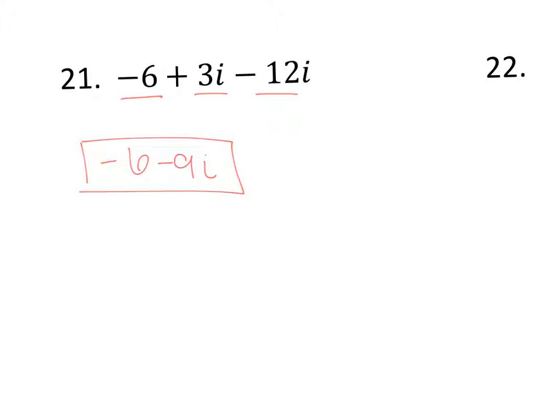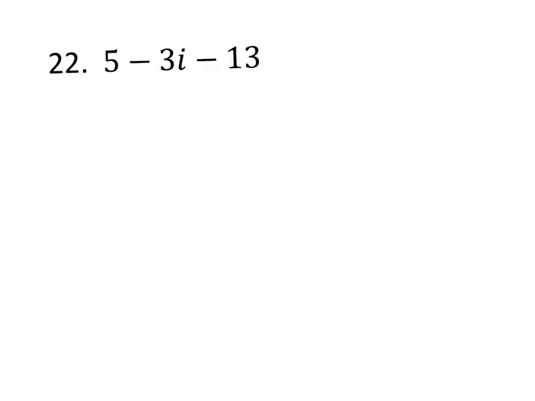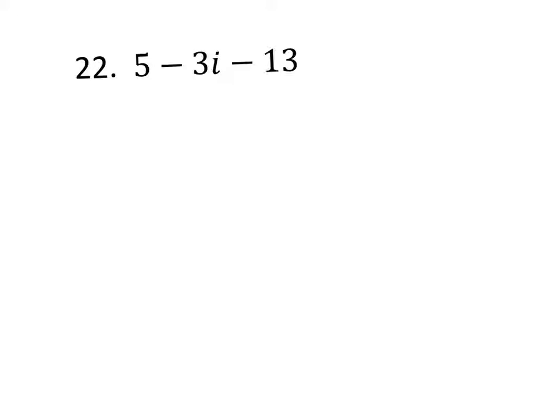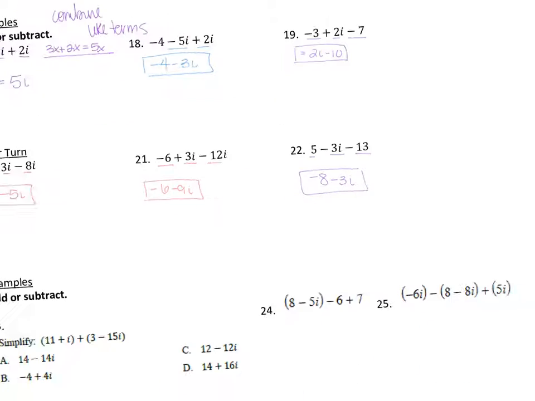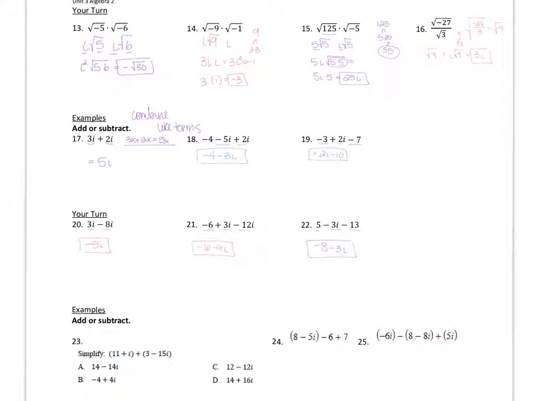I'm just simplifying these. I'm not solving them. I'm not trying to find an equation. I'm just simplifying. And so lastly, number 22. Well, 22, there's only one i, but I have two numbers, and I can combine them. So what's 5 minus 13? Negative 8. And I still have my negative 3i. So that is the basis for combining like terms when you have complex numbers.